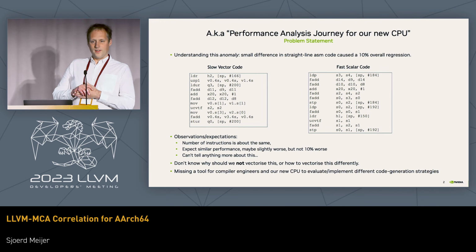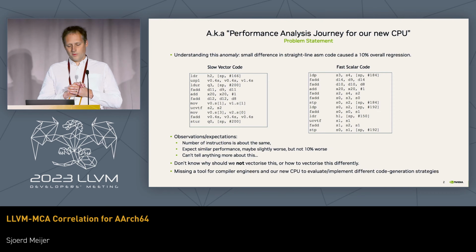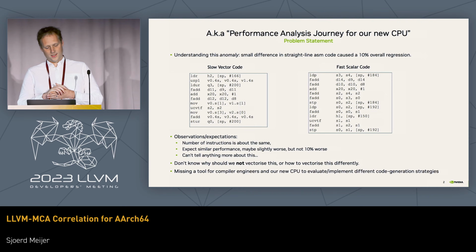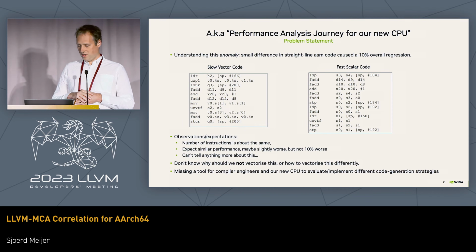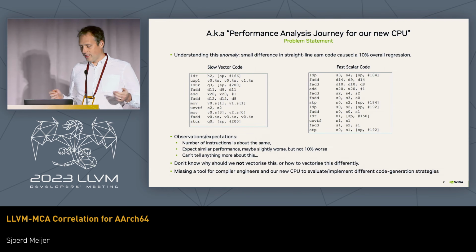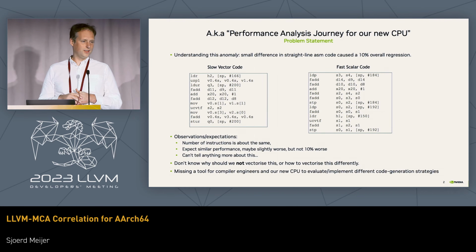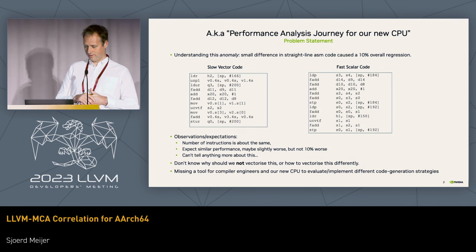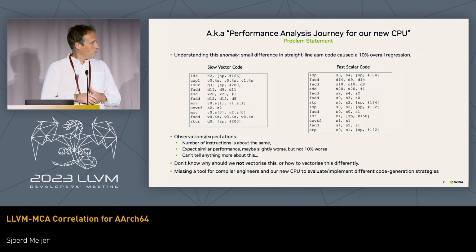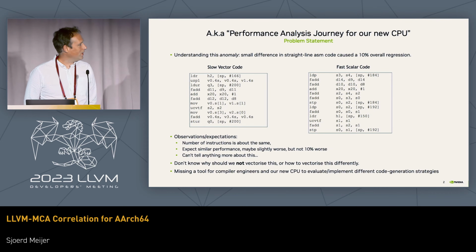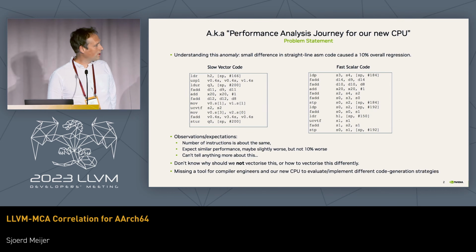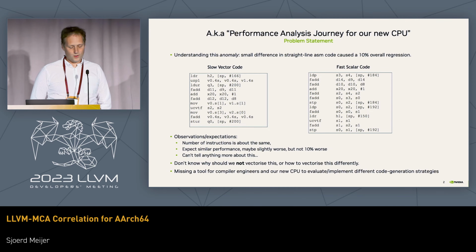So what you see is the vector code, in terms of number of instructions, is about the same, slightly less actually. The vector instructions work on 2 data elements, which isn't much, but it is what it is. So just looking at this, you would expect maybe the same performance, maybe slightly worse, but you definitely would not expect a 10% overall regression. That's strange. Just looking at this, you can't tell much more. You can maybe look at some latencies, you can maybe look at dependencies, but then still, what can you say?